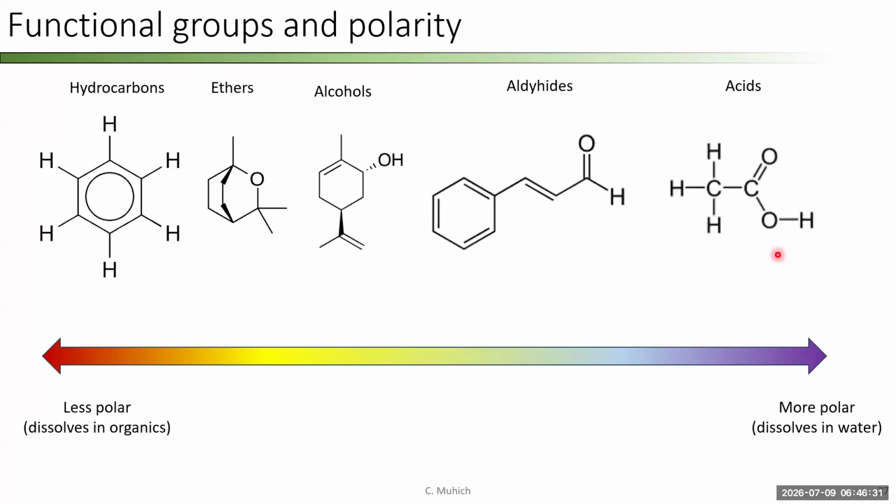Okay, so we can also think about polarity. Some of these are going to look similar to the stability sets. Here we've got hydrocarbons are nonpolar. All the way on the other side, we have acids. And then we sort of move through the same ether, alcohol, aldehyde trends, right? So more oxygens, more polar. The farther out in the molecule and more exposed those oxygens are, the more polar they tend to be.